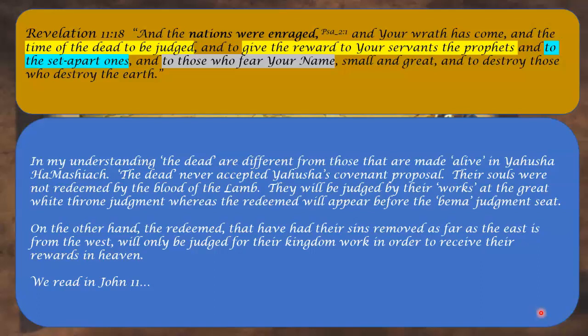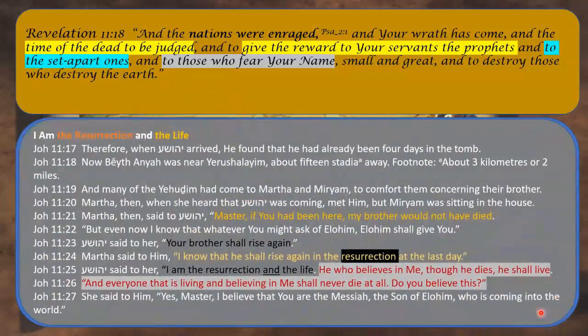And believers will only be judged for their kingdom work in order to receive their rewards in heaven. Because we read in John 11, and I want to share with you this understanding that I see. I'm not saying that y'all have to agree with me, but I would like you to ponder it, because it's from Yahusha HaMashiach himself, as well as from Yahweh when he told Moses, I am the Elohim of Abraham, Isaac, and Jacob. I am the Elohim of the living and not the dead.